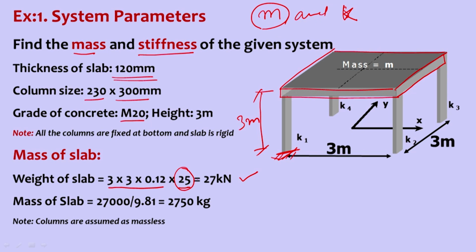The mass of the slab is equal to weight divided by gravity. Taking gravity as 9.81 meter per second square, 27 kilonewton multiplied by 1000 gives 27,000 newton, divided by 9.81. So we get 2750 kg as the mass of the system. This is the first parameter. Now we need to find the second parameter, stiffness. One note: the columns are assumed as massless. Usually columns contribute to the slab mass, but in this case we are ignoring the mass of the columns. Columns are contributing only to stiffness.